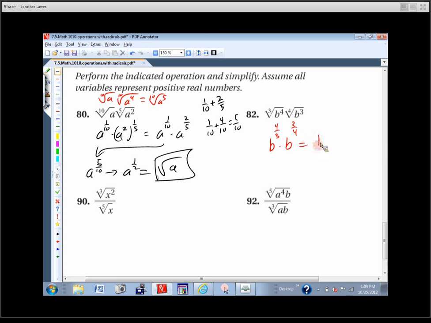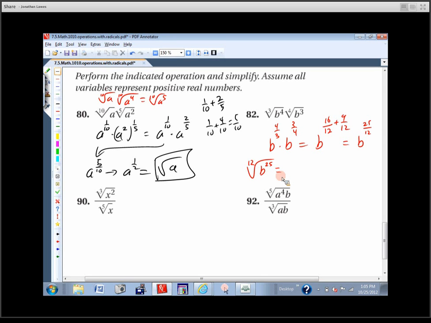Add those together. So this is going to be b to the, well, let's see, 3/4, 4/3. 16/12. Okay, so I'm going to use 12. So that's going to be 16/12 plus 9/12. Is that right? So I end up with b to the, let's see, that would be the 25/12. So this is going to be the 12th root of b to the 25th.